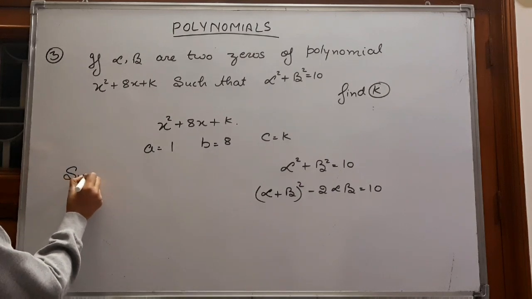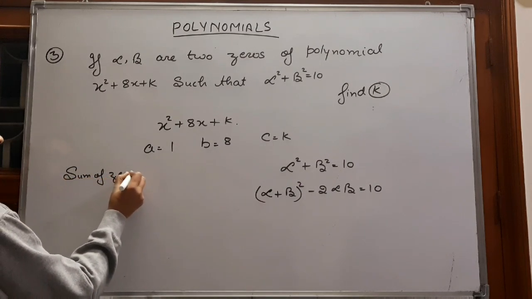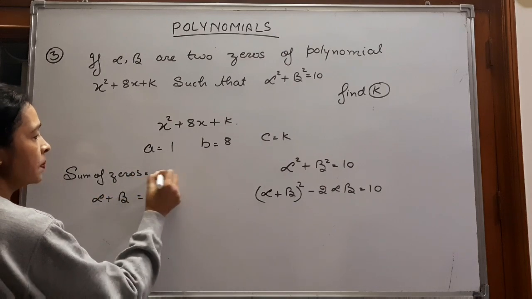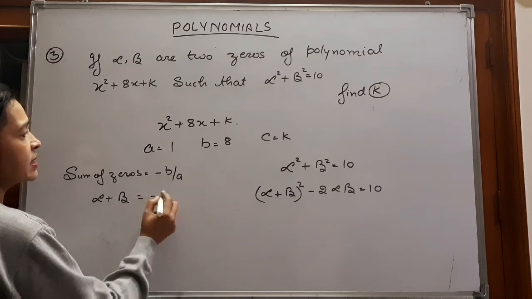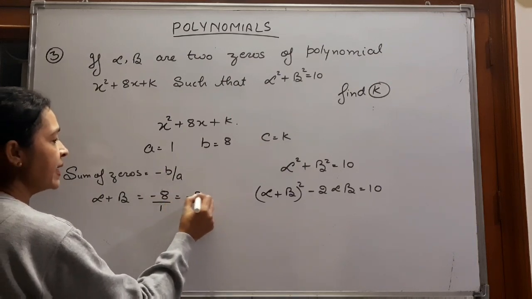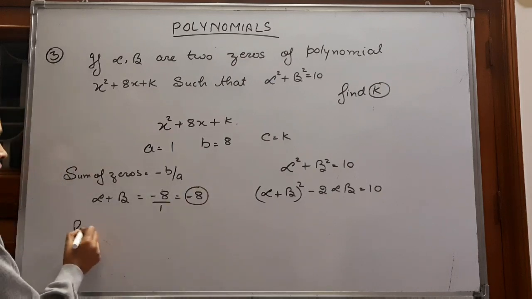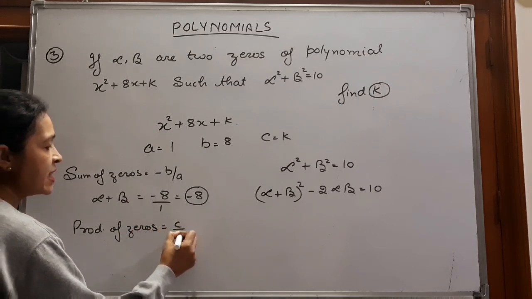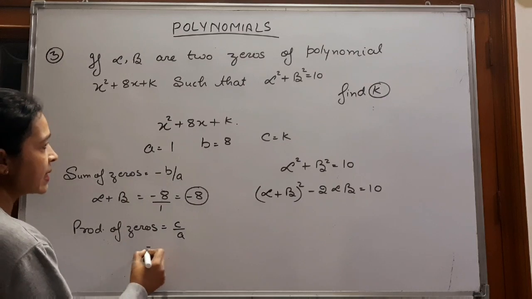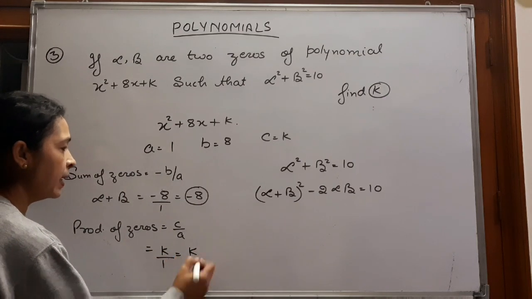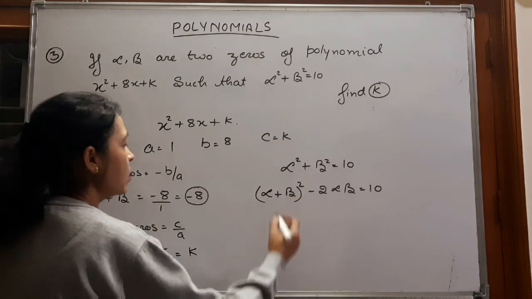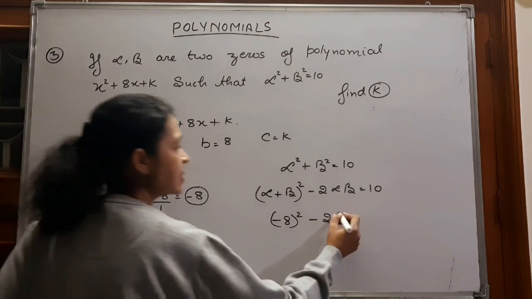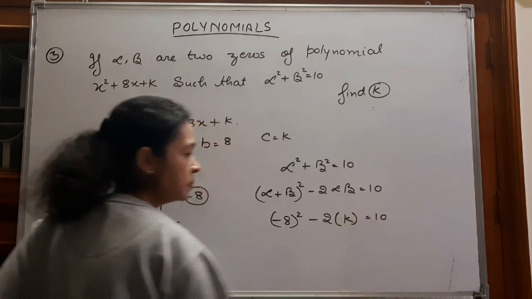What is the sum of zeros? The sum of zeros, alpha plus beta, is minus b upon a, and in this case it is minus 8 upon 1, that is minus 8. And what is the product of zeros? We have the product of zeros as c upon a. What is c in this case? k upon 1, that is k. Now alpha plus beta whole square, that is minus 8 whole square, minus 2 times alpha into beta, which is k, is equal to 10.